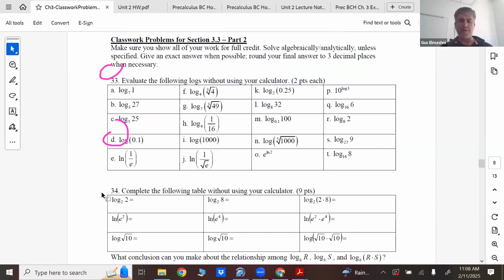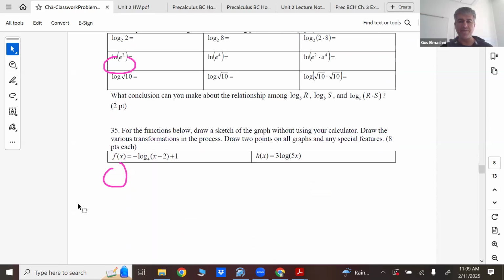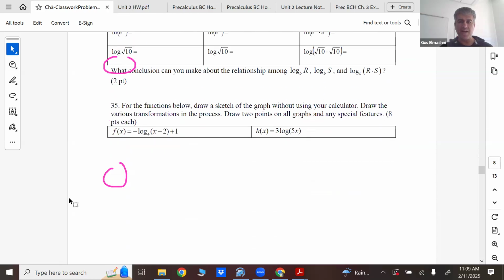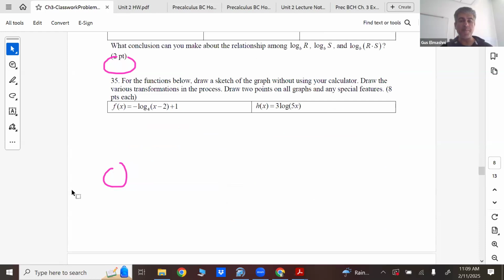Oh, yes. This is very good. More value. If you really want lots of value in logs, this is fantastic practice. This is really good stuff. Yep, I do 35. Yep.